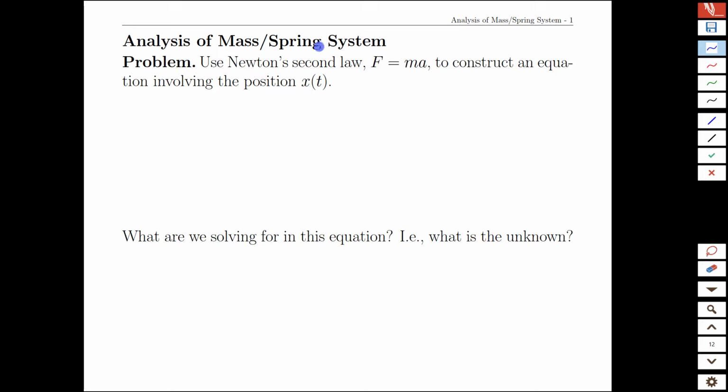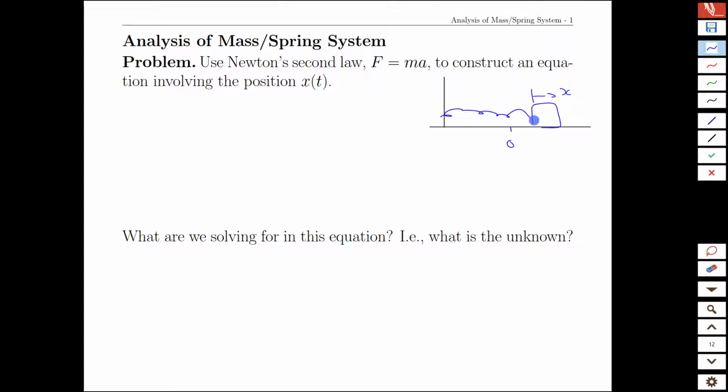In this video, we're going to take our first steps for the mathematical analysis of the mass spring system. We already saw the scenario where we have a mass attached to a spring that has some equilibrium position, but we are going to stretch that out or compress it, and we're trying to predict what the resulting behavior is of the spring and mass system once we let it go.